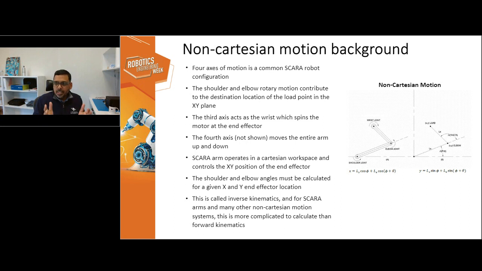Typically, there's a whole bunch of inverse kinematics math that has to be done somewhere. In a SCARA arm, it's either done by the host, which then sends specific motion commands to each of these axes, or it could be done in the controller, but then you need more compute in the motion controller. So we will take a look at a few ways we've seen and helped some of our customers solve these non-Cartesian and inverse kinematics issues.